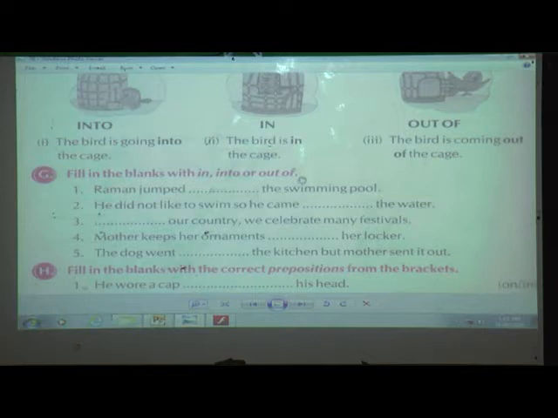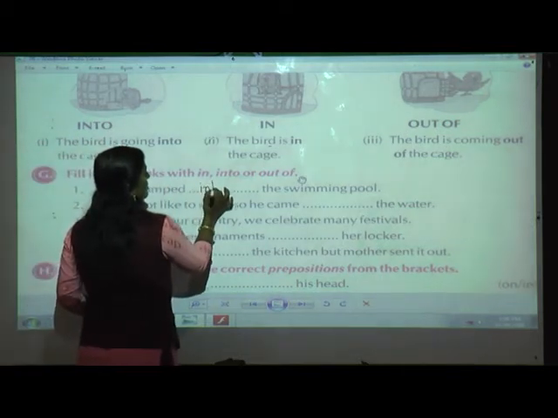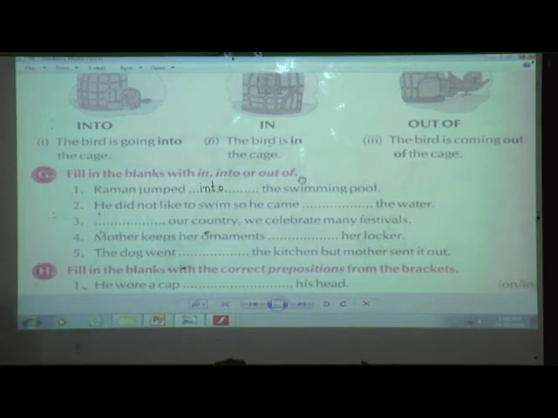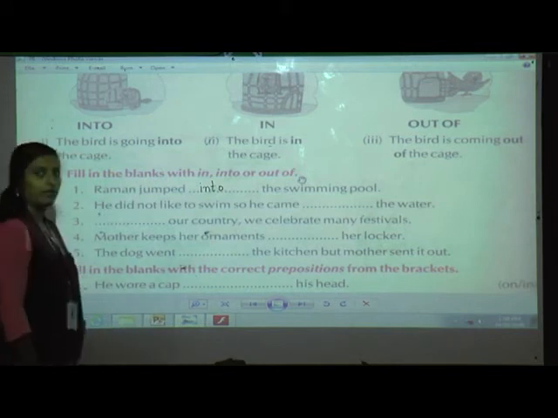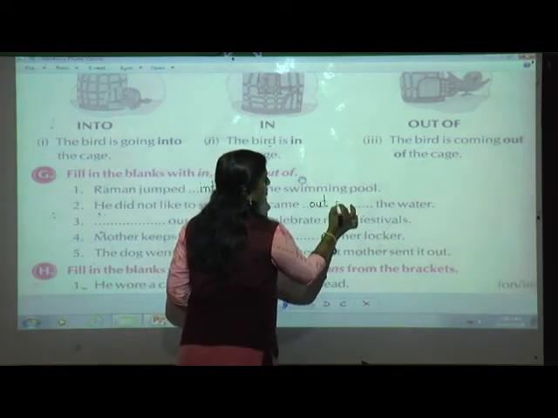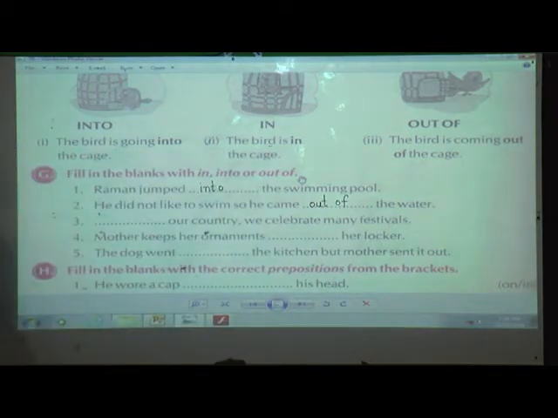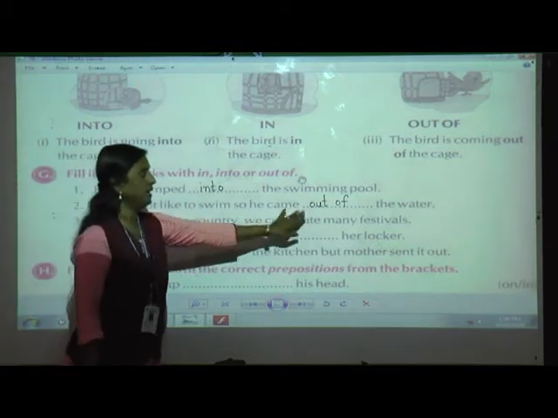We'll start with exercise G, and in this we have to use only the given prepositions, that is in, into or out of. Now Raman, what did he do? He jumped. Where did he jump? Which preposition will come? Yes, into. He jumped into the swimming pool. He did not like to swim. So what did he do now? He came out of the water.